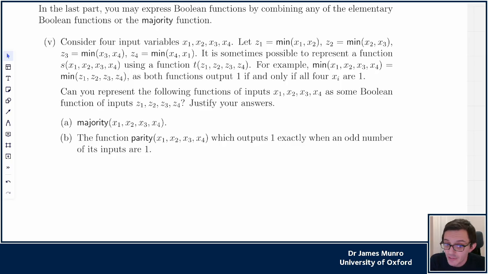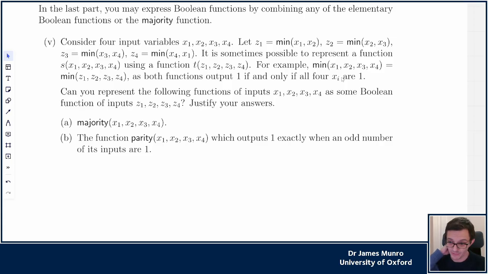For example, the minimum of those things is just the same thing as the minimum of the z's. They both only output 1 in a very particular case. The right hand side, this is the z version, only outputs 1 if all the z's are 1, and if all the z's are 1, that means that each of these minimums is 1, so all the x's were 1. That's the only case. And that's also when the minimum of the original function was 1. Okay, the question is, can we do that?